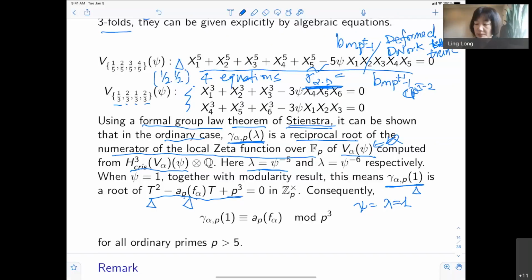The constant term is p to the 3, because for weight 3 cases, all the absolute values are p to the 3 halves, and I have 2 of them. So as a consequence, in the ordinary case, the Dwork's p-adic unit root will be the same as our p-th coefficient of the weight-3 modular form we have already identified, modulo p to the 3. This is true for all the ordinary primes, as long as p is bigger than 5. All right, so this is why the Dwork's unit roots tie to our picture that I'm going to use for my later results.